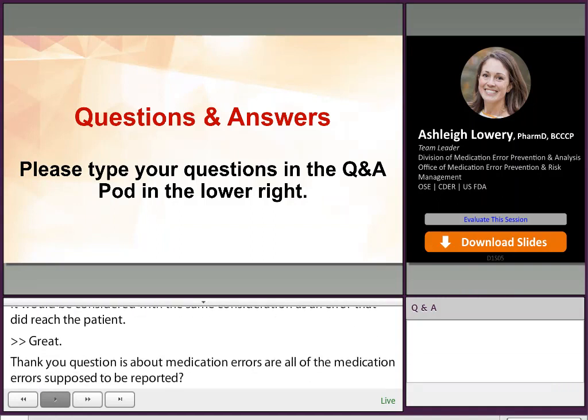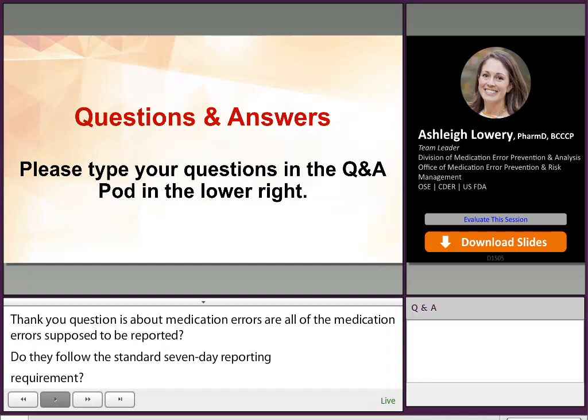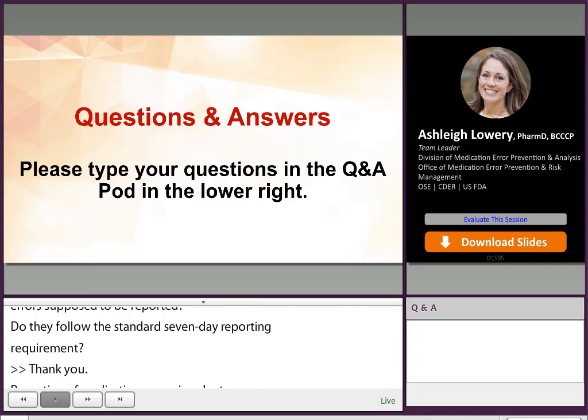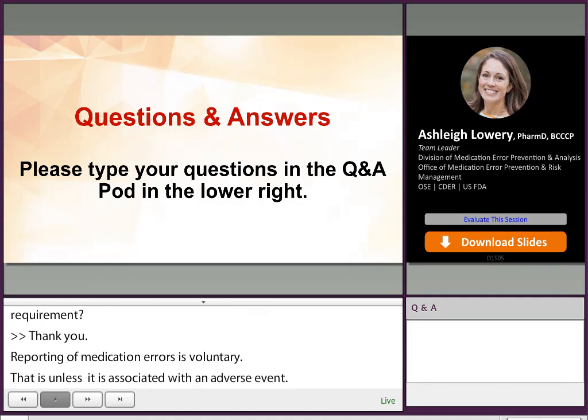Thank you. Reporting of medication errors is voluntary unless it is associated with an adverse event. If it is a medication error that resulted in an adverse event, then it would follow the same regulation in terms of 15-day reports for serious and unexpected adverse events. So the answer is yes, it would follow that in the cases that it results in an adverse event.